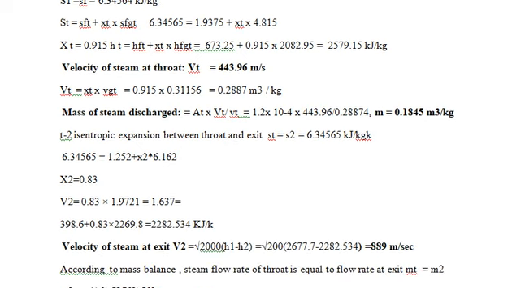Now, to determine the mass of steam discharged, how do we find the mass of discharge? Again, you put the values into the equation: m equal to At into Vt divided by vt, 1.2 into 10 to the power minus 4 into 443.96 divided by 0.28874. We get the mass of steam discharge m equal to 0.1843.